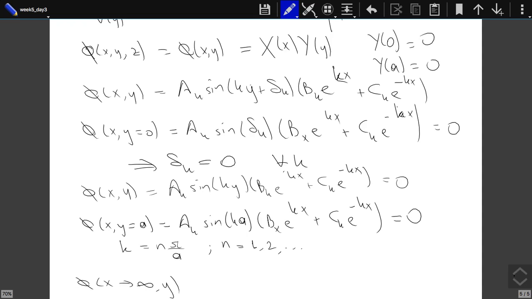Negative values don't give me a different function. They are basically the same function with a different coefficient. I keep all the coefficients here.